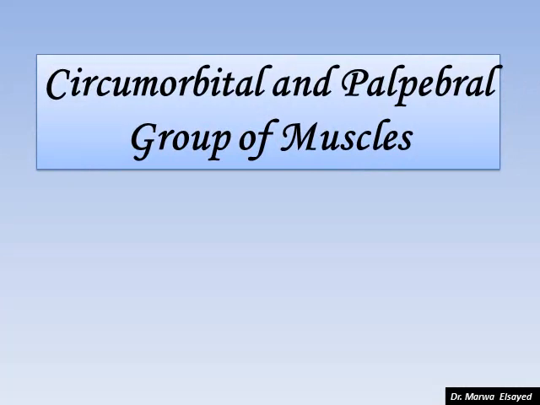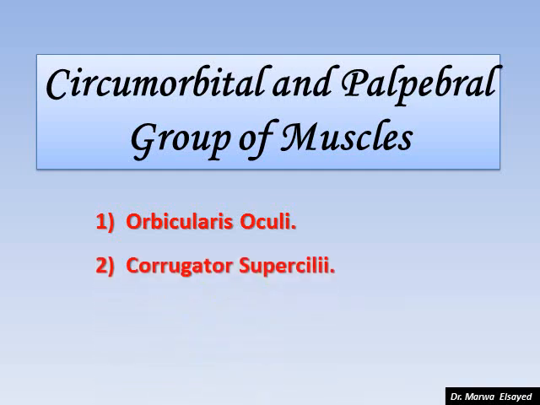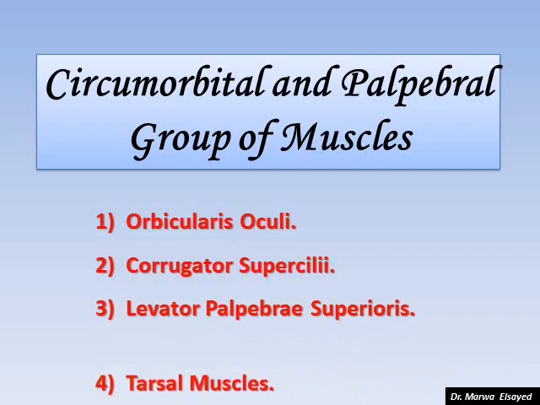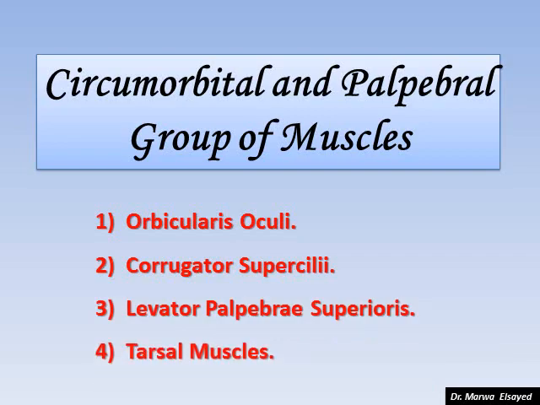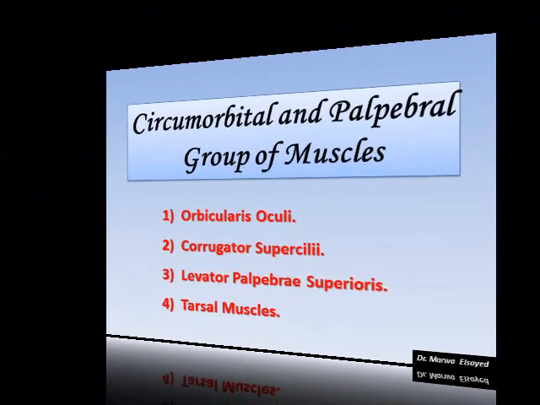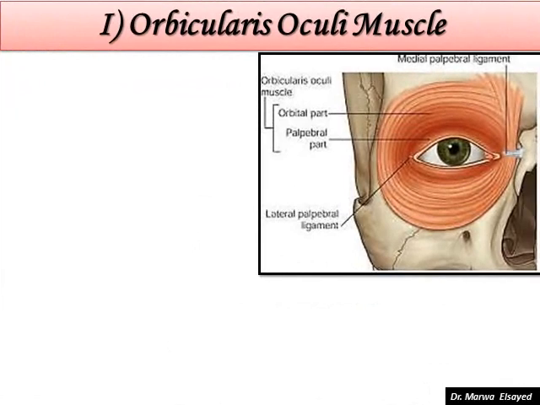Circumorbital and palpebral groups of muscle. In this part, we will discuss the following muscles: orbicularis oculi muscle, corrugator supercilii, levator palpebrae superioris, and the tarsal muscles. This is a picture of the orbicularis oculi muscle, and this muscle has three parts.